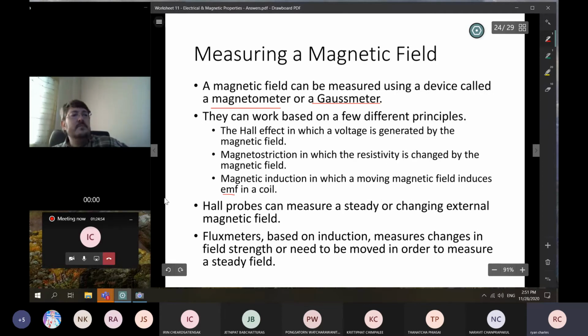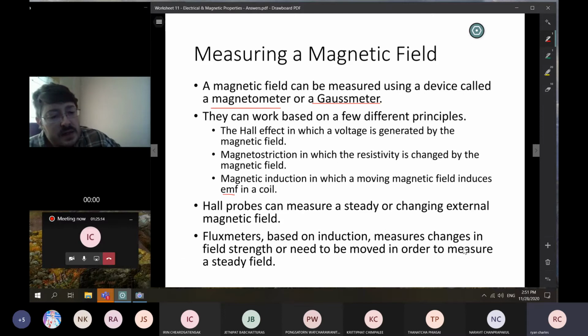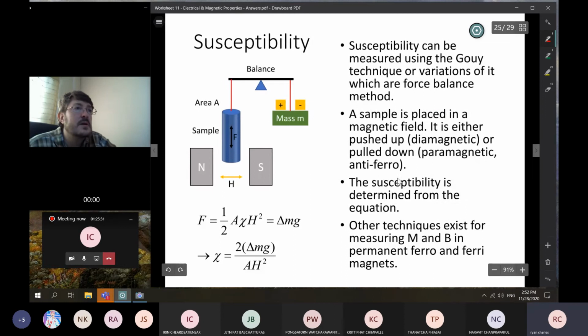Or EMF. Hall probes, based on the Hall effect, can measure a steady or changing external magnetic field. Flux meters, based on induction, measure changes in the field strength or need to be moved in order to measure a steady field. So depending on whether your field strength is fixed or oscillating, there are different ways to measure it, because different effects require a steady field or a moving field.